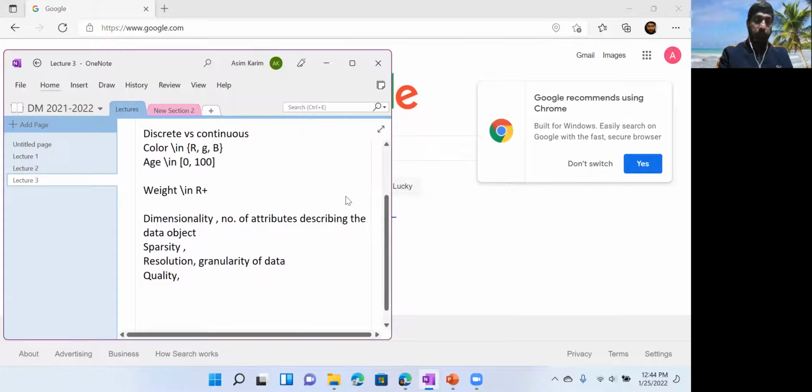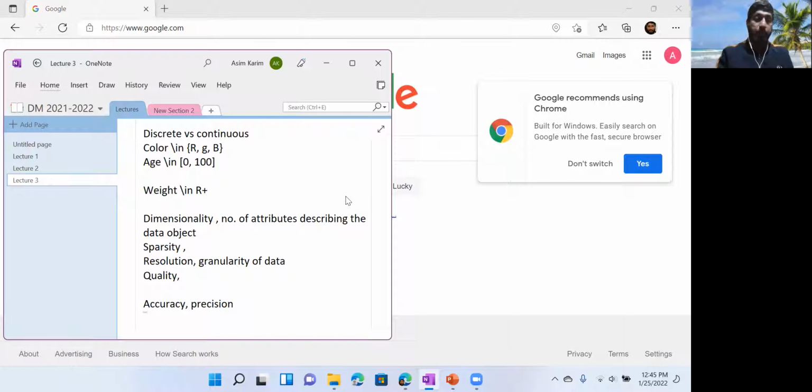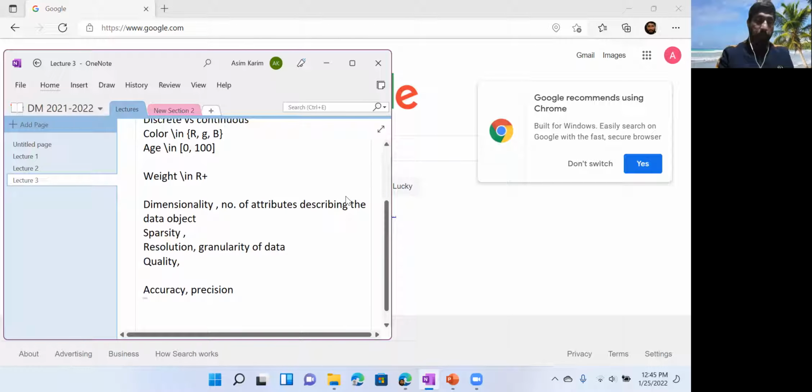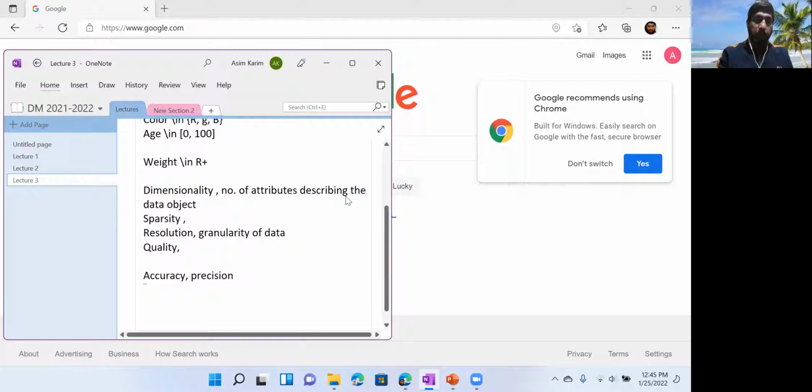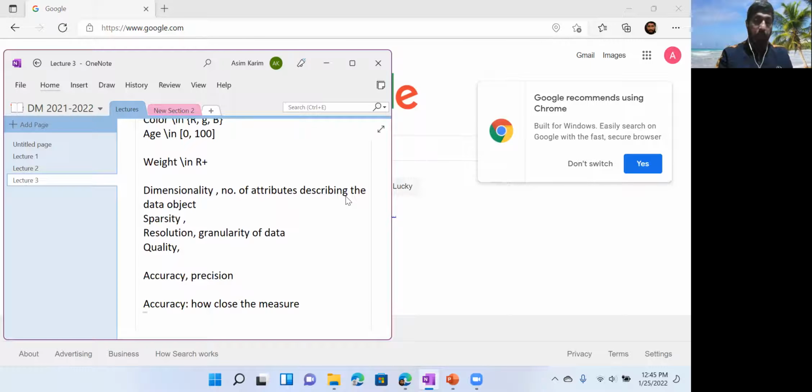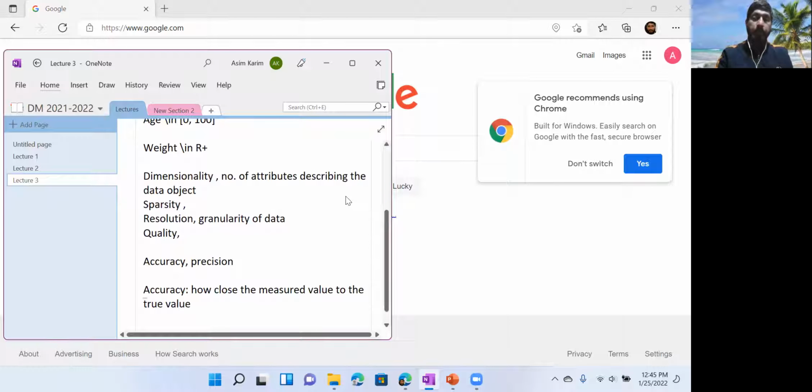So just very briefly, we often use the words accuracy and precision. These are, of course, related to values, the attribute values that you give to attributes. Accuracy refers to how close the measured value is to the true value. How accurate is the measurement?